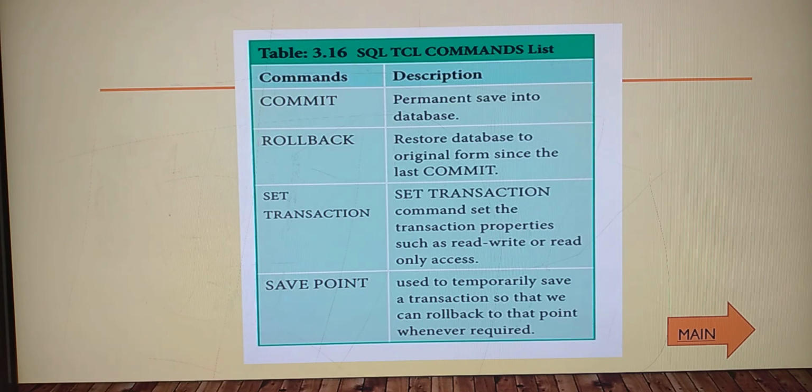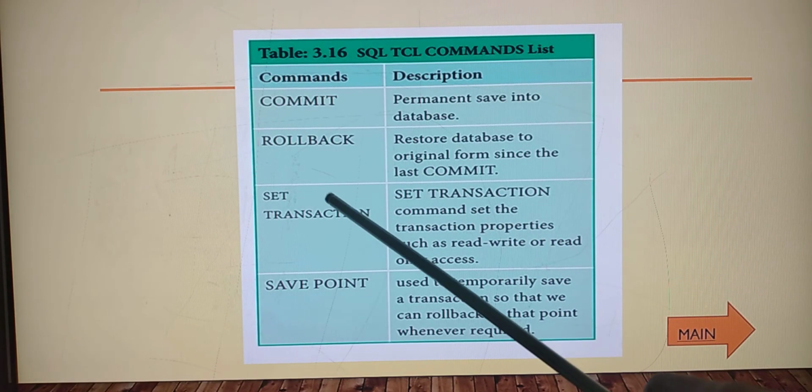Under that, first you have commit. What is commit? It is going to permanently save into the database. If you execute this command, what is it going to do? It is going to permanently save the details into the database. So when you use commit, the details will be saved permanently into the database.